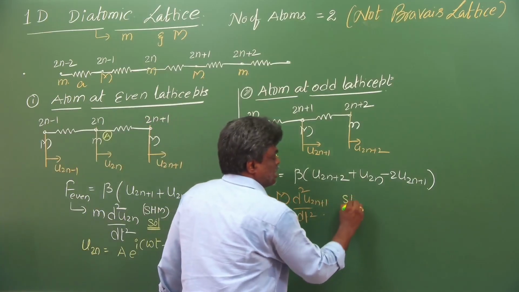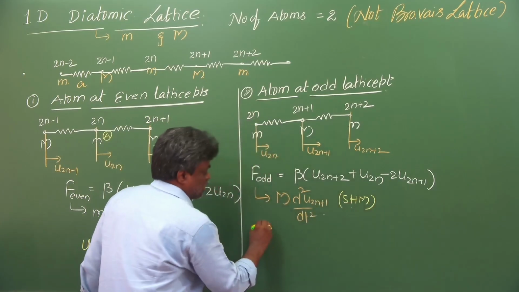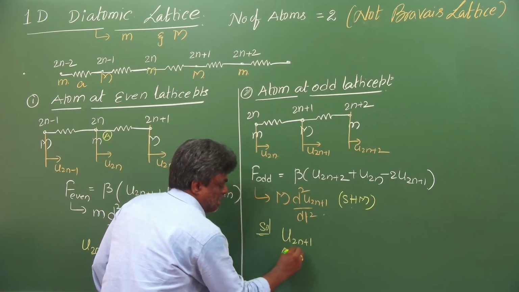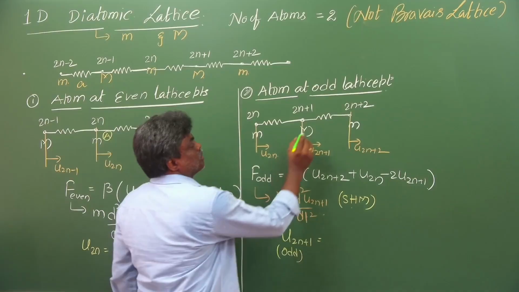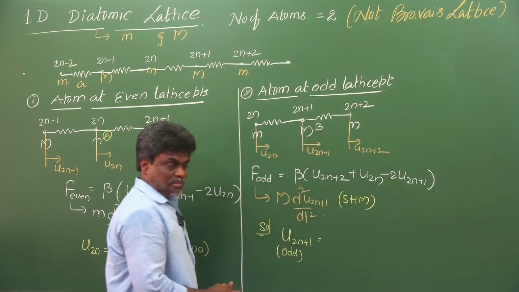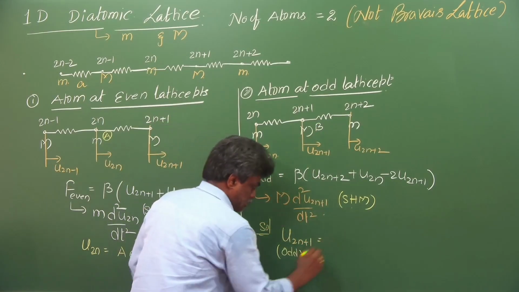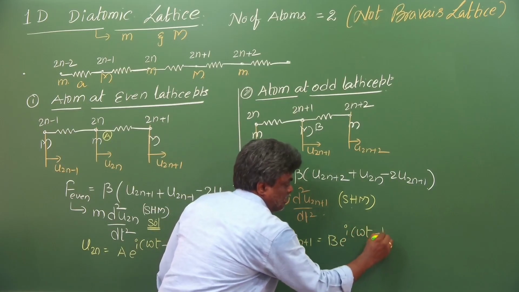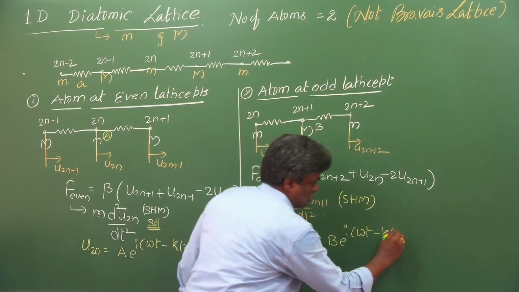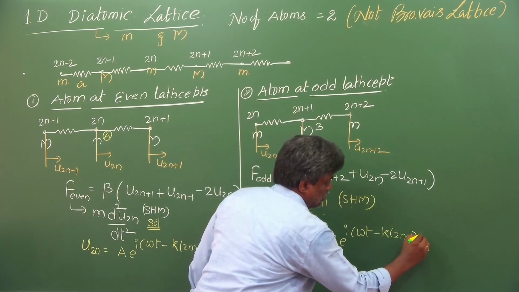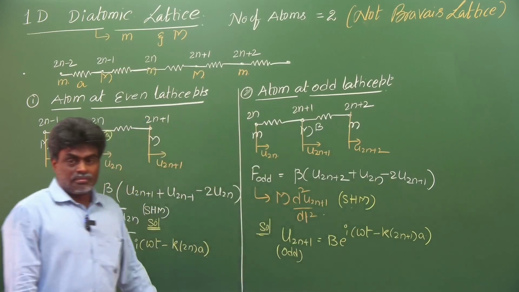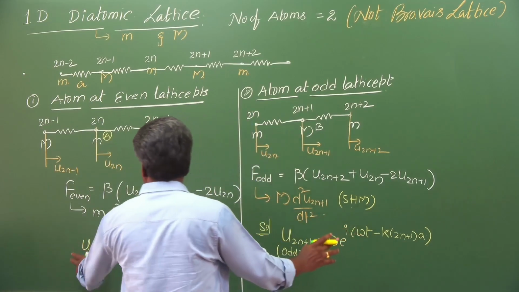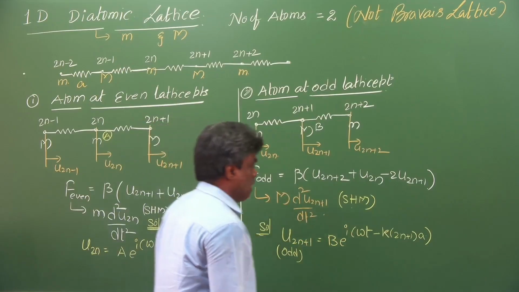And this is also SHM. I am taking the solution. So this is u2n plus 1, odd or even? For odd atoms, I am taking the amplitude as B. Ready? So start. This is B e raised to i(omega t minus k times the position). Any trouble? So that's it. And we got the even atoms solution as well as the odd atom solution.